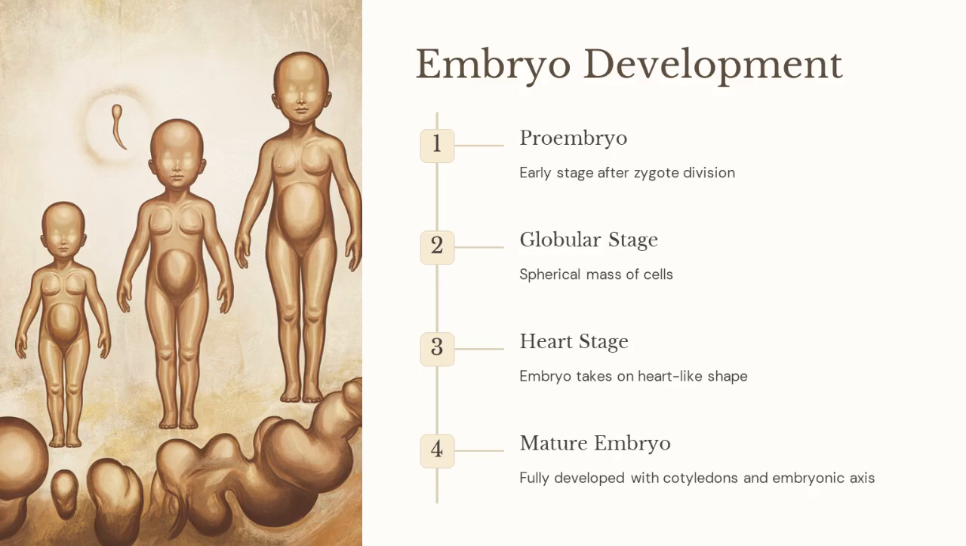Embryo development progresses through several stages. The proembryo stage follows the early division of the zygote. The globular stage forms a spherical mass of cells. The heart stage gives the embryo a heart-like shape. Finally, the mature embryo is fully developed with cotyledons and an embryonic axis.